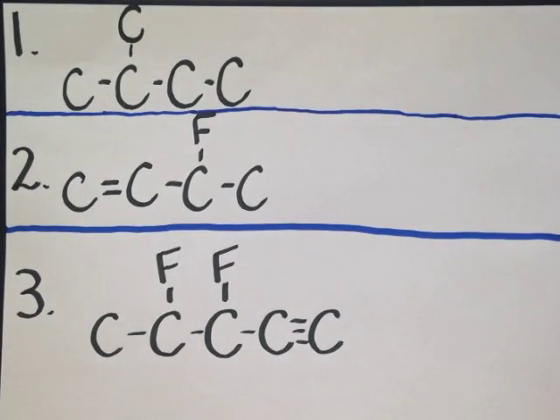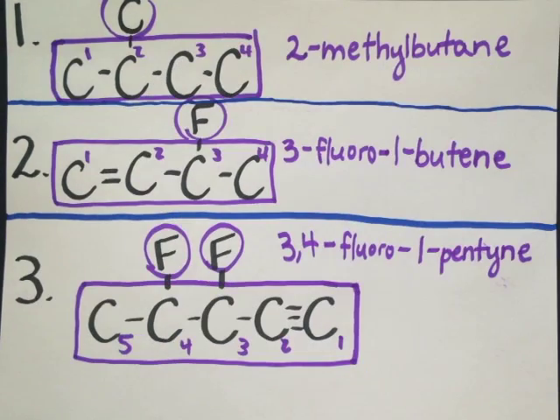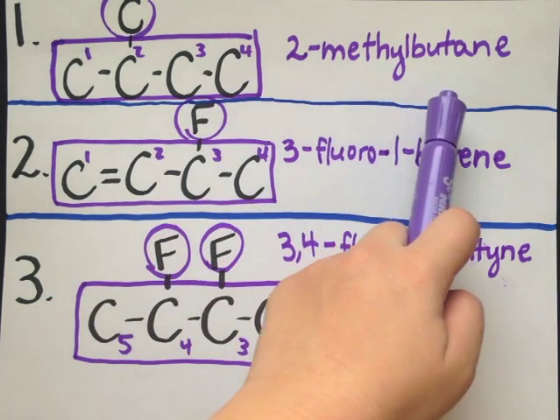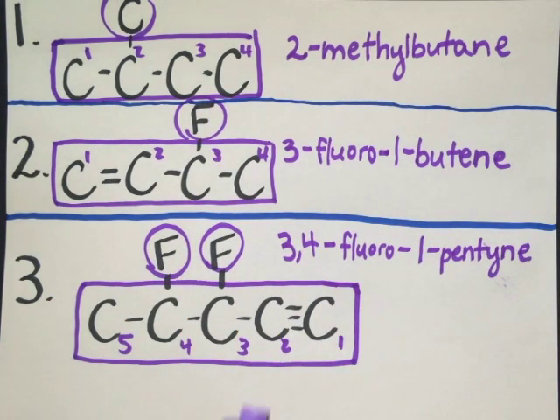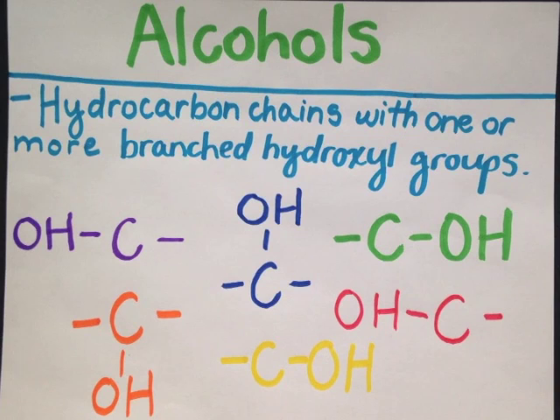Try out the following examples. The first is an alkane, the second is an alkene, and the third is an alkyne. So the name of the molecules in order are 2-methylbutane, 3-fluoro-1-butene, and 3,4-difluoro-1-pentyne. The fourth functional group, alcohols, consist of a carbon chain with a hydroxyl group.